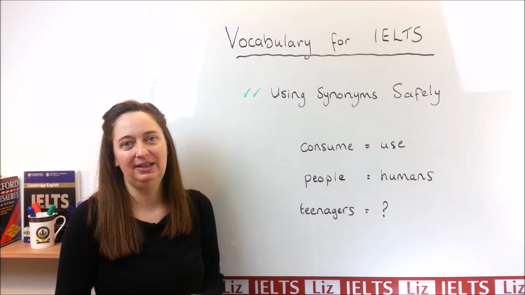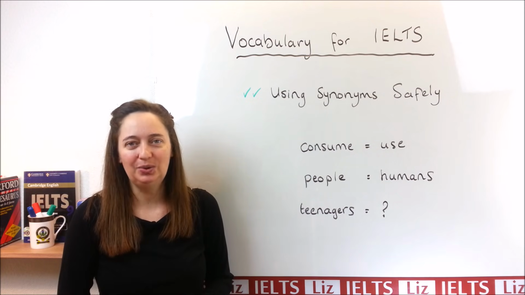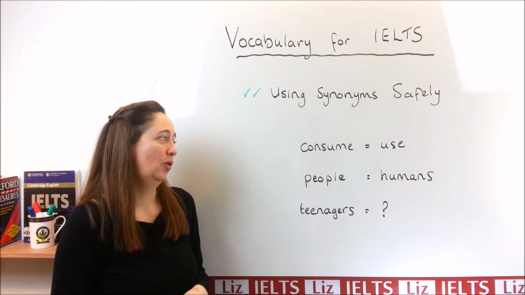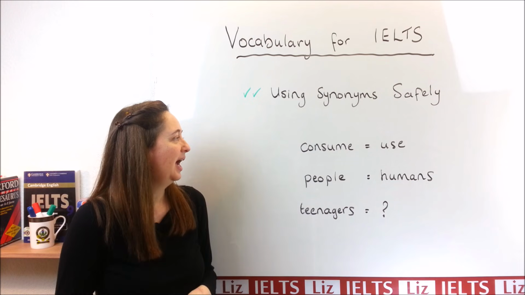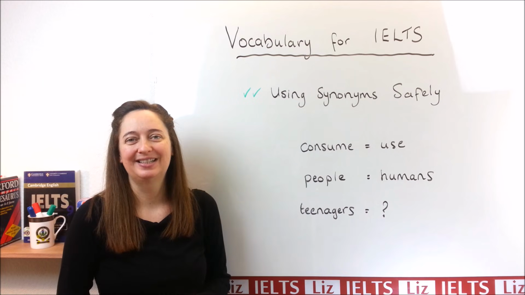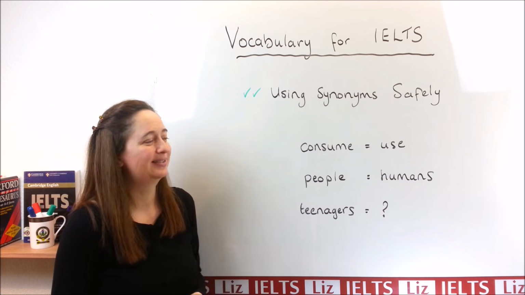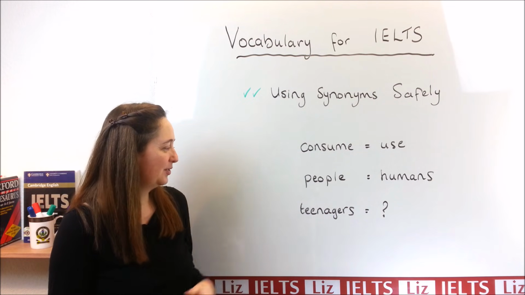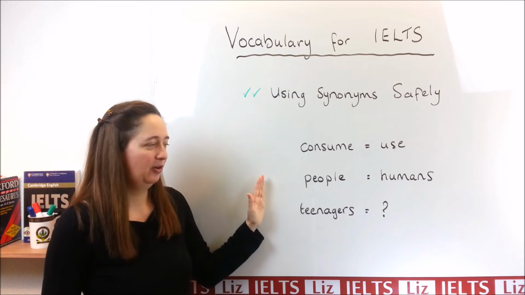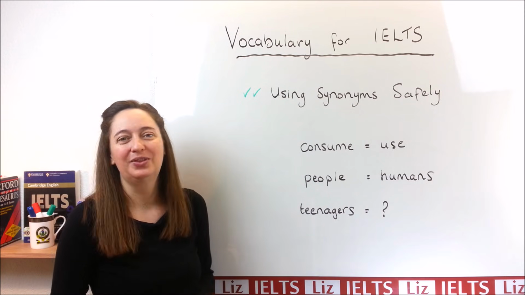So we're going to look at 3 examples to help you raise awareness of how careful you need to be using synonyms. So the first one for writing task 1 is the verb consume, and that is paraphrased as use. The next one is people, that's for writing task 2. Many essays are about people, and students often like to paraphrase that with the word humans. And then the last one is teenagers and how to paraphrase that. So we're going to look not just at the paraphrases, but the problems with using these synonyms. So let's start with the first one.